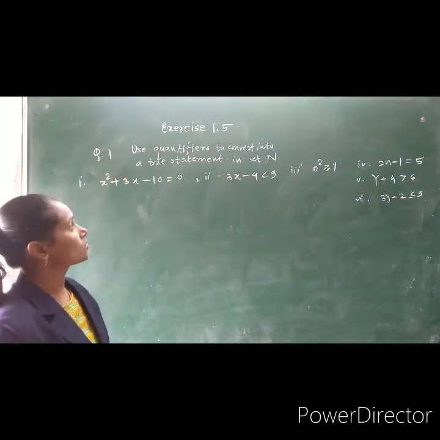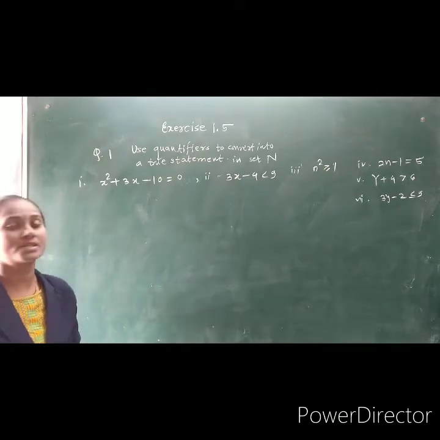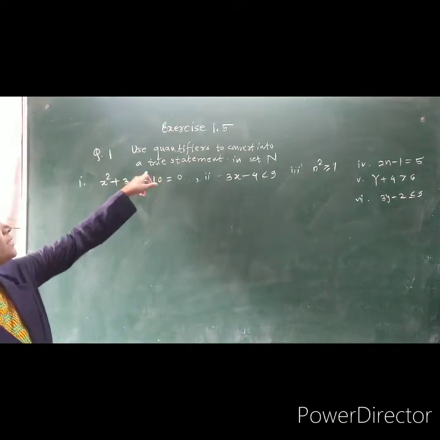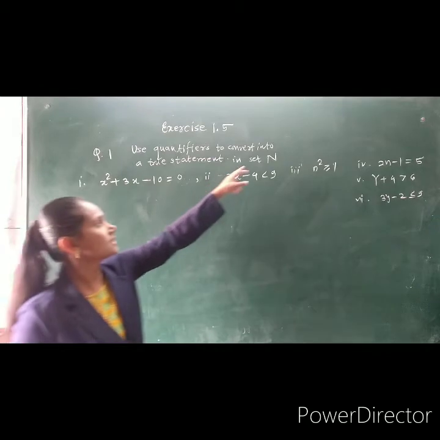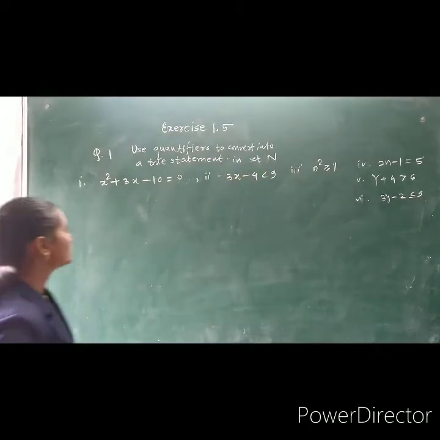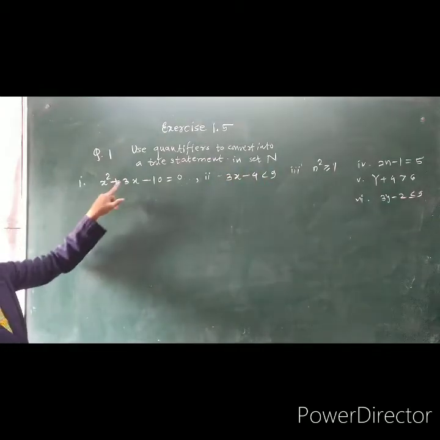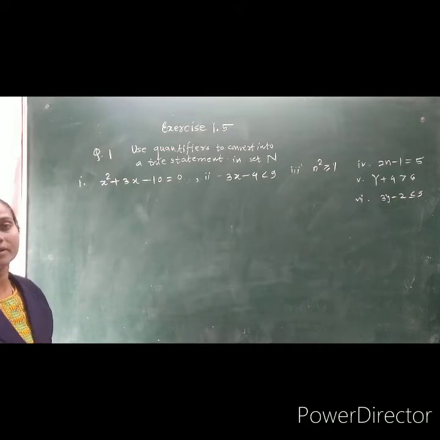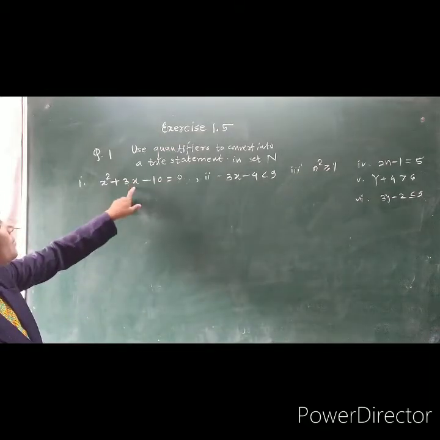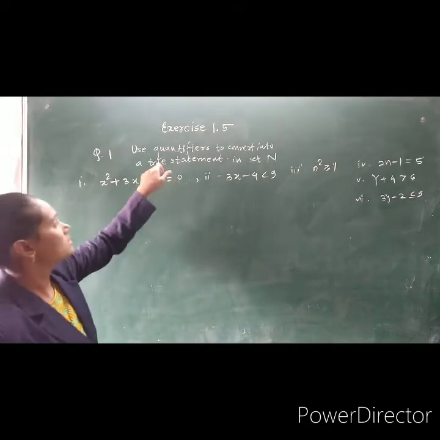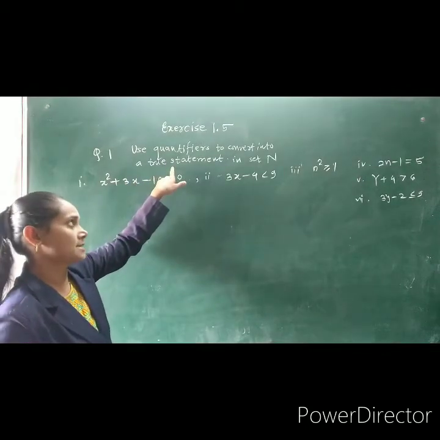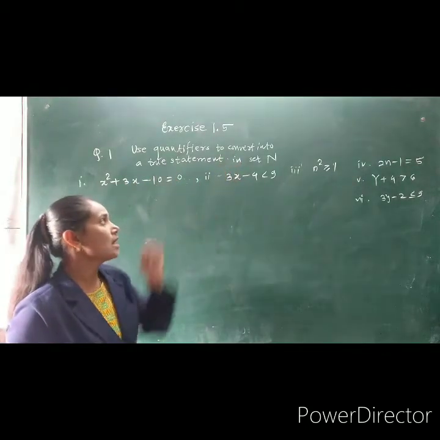Question number 1. Use quantifiers to convert an open sentence into a true statement in the set of natural numbers. The first example is x square plus 3x minus 10 is equal to 0. We have to make this sentence into a true statement in the set of natural numbers.